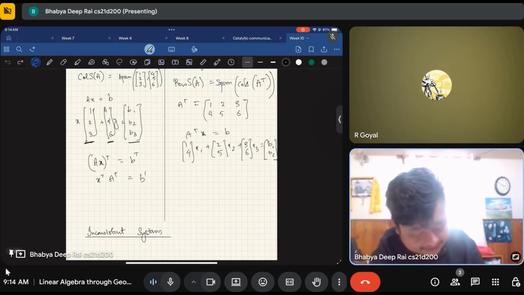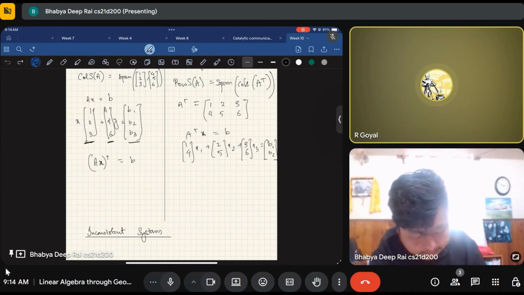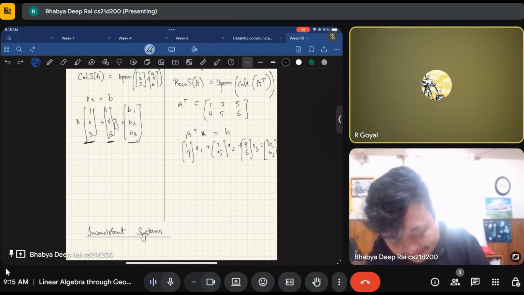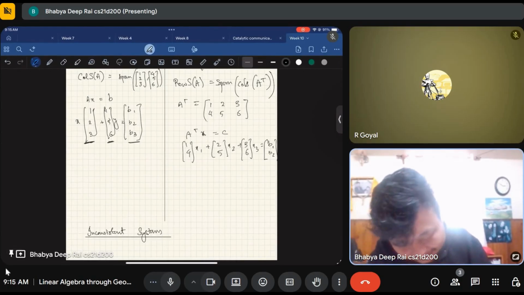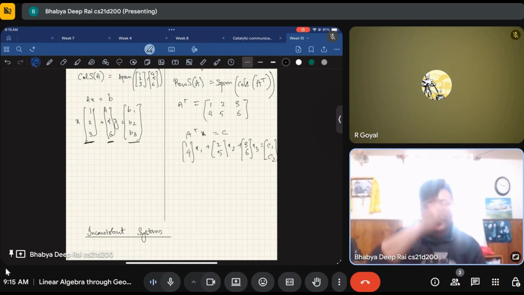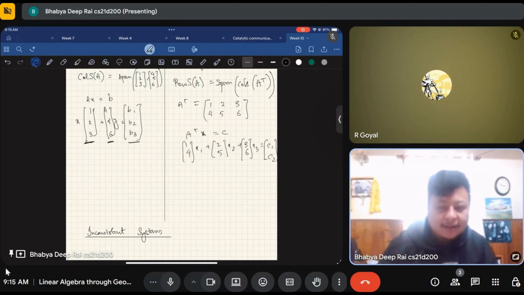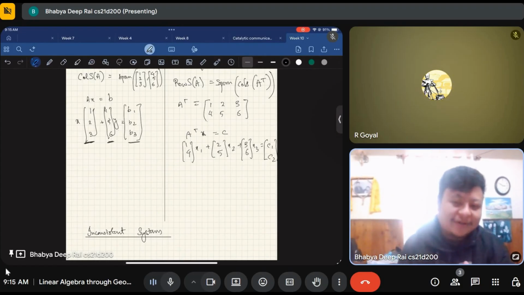So I'm saying independently, if you do A transpose times x equals b, a more understandable way could be A transpose x is equal to c. Since b is overloaded, let's say c1, c2. Now you'll get some interesting properties here.